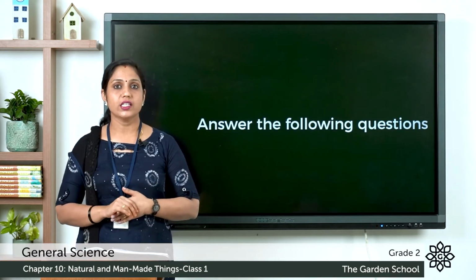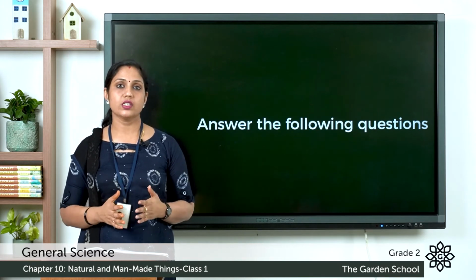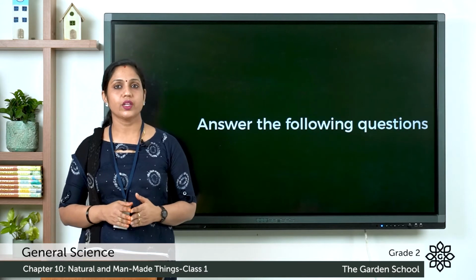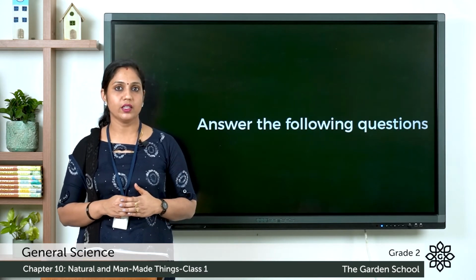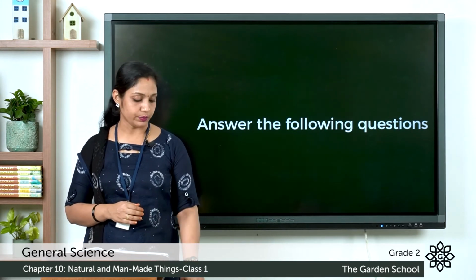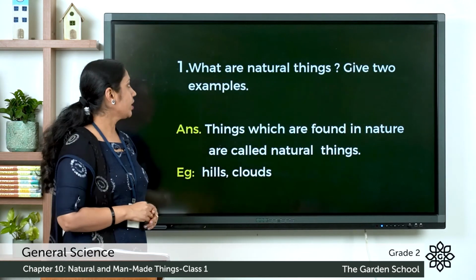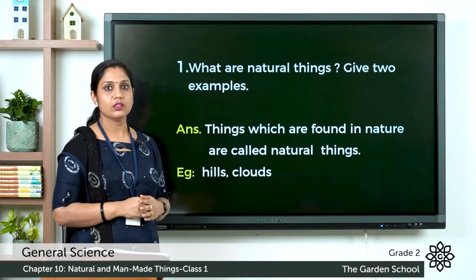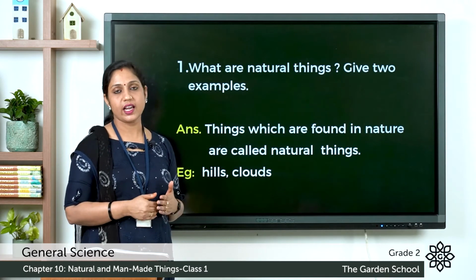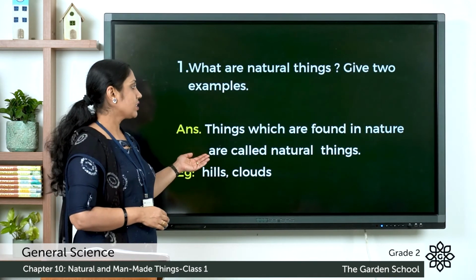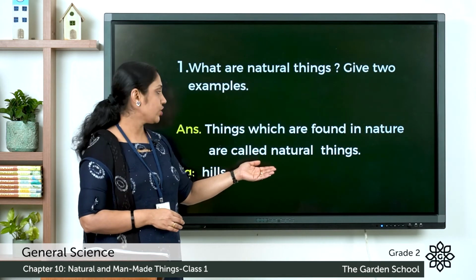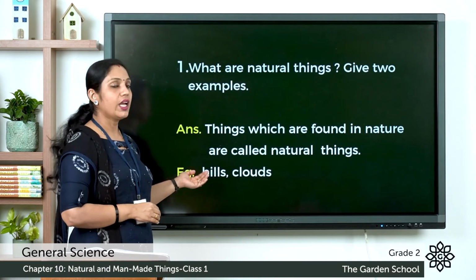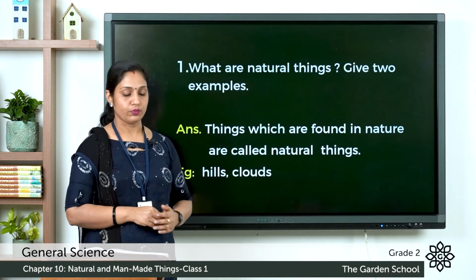Next, we have answer the following questions. So the questions you can write down in your notebook. Take your notebook, take a new page and write the heading natural and man-made things. And let's write the first question. The first question, what are natural things? Give 2 examples. So write down the question and in the next line write the answer. Things which are found in nature are called natural things. And for that examples, hills, clouds.